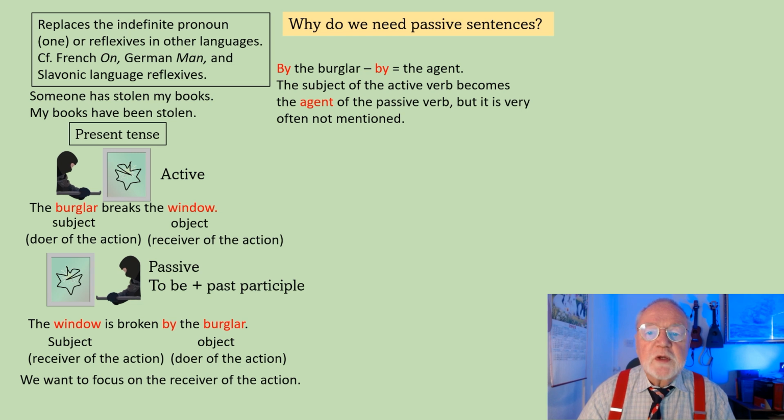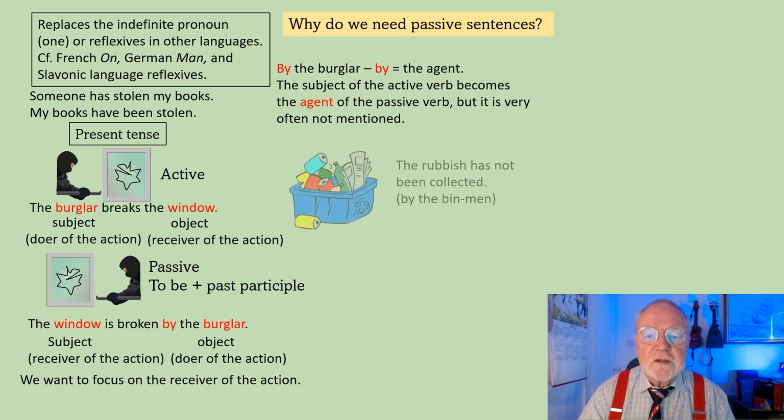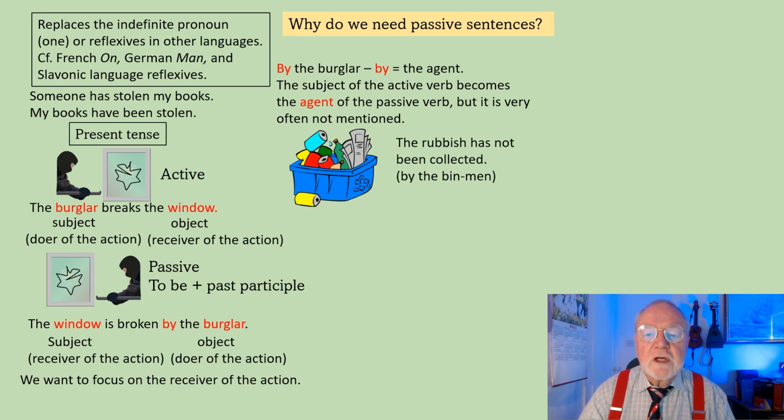But you must be careful because very often we don't mention it in English. Look at this sentence. The rubbish has not been collected. And I don't have to say by the bin men because we know it's the bin men. So we leave it at the rubbish has not been collected. No agent.